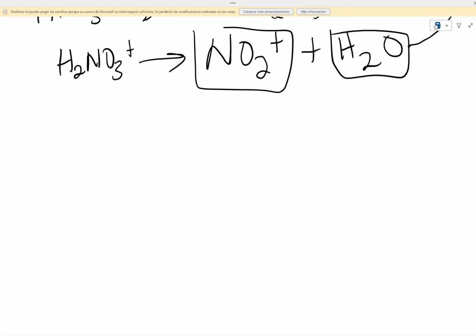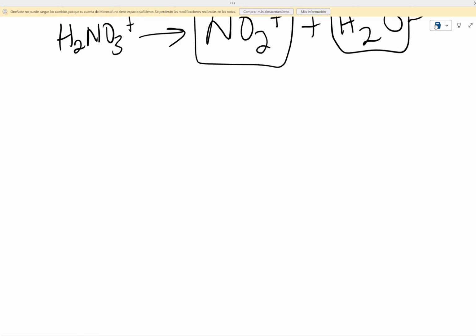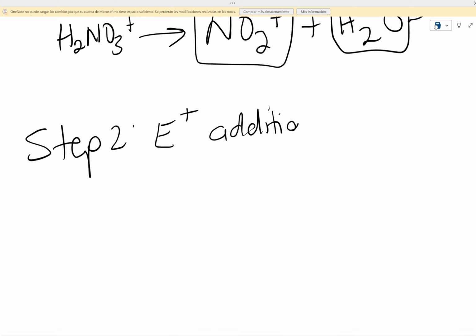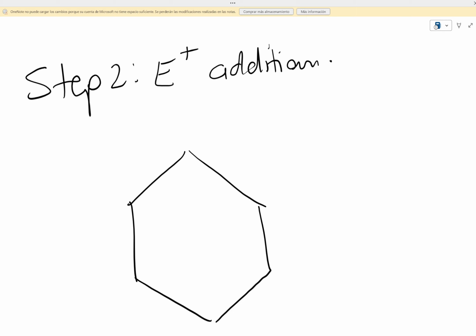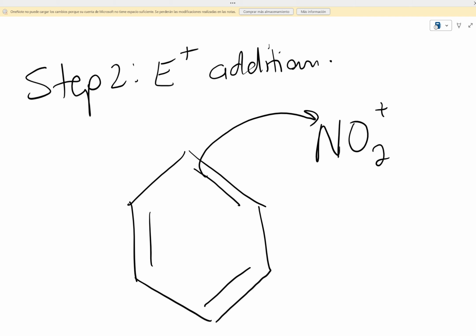Okay, so let's have a look now. We're going to be using the nitronium ion now to add to the ring. So step 2, the electrophilic, let me just put E plus, addition. So we're gonna have the benzene ring. It's similar to the halogenation of benzene. We're gonna have the benzene ring like this. No, we don't need a Friedel-Crafts catalyst or anything like that because the nitronium ion is already a strong electrophile, so you don't have to worry about that.